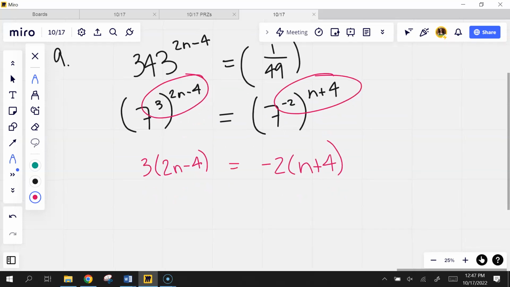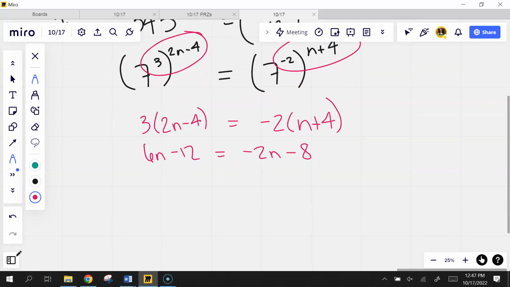Okay. So this becomes 6n minus 12 equals negative 2n minus 8. Easy to solve now with linear equation. Add the 2n and add the 12. Yay or nay? Yay.